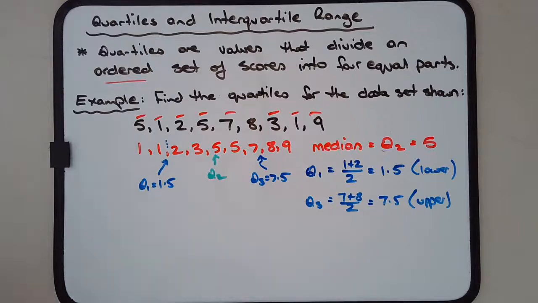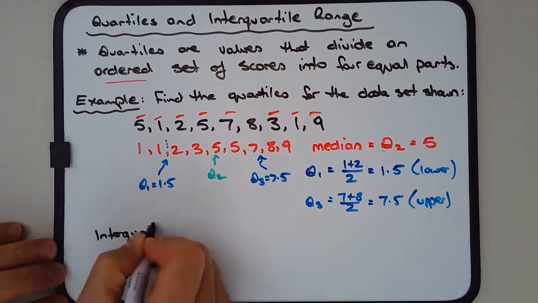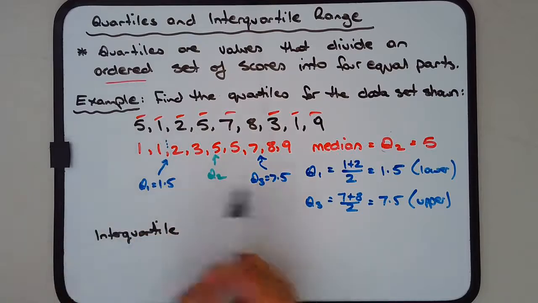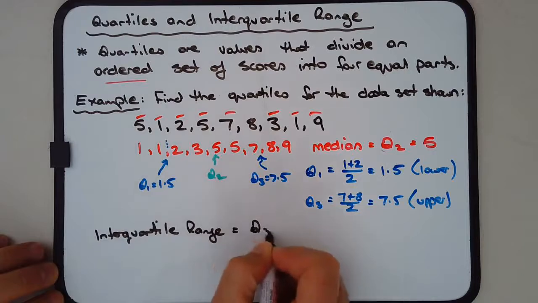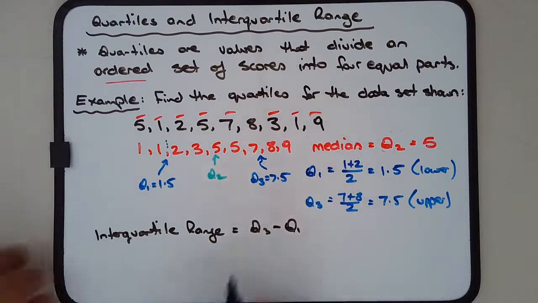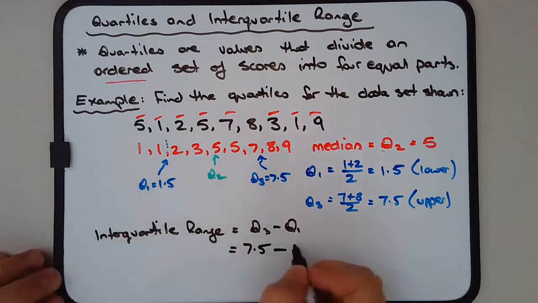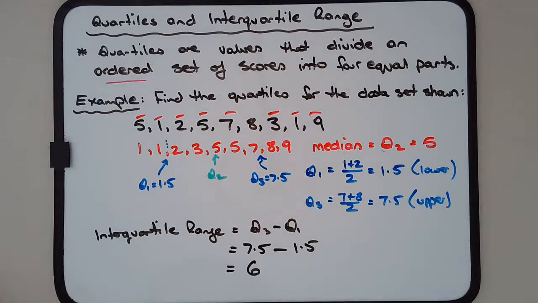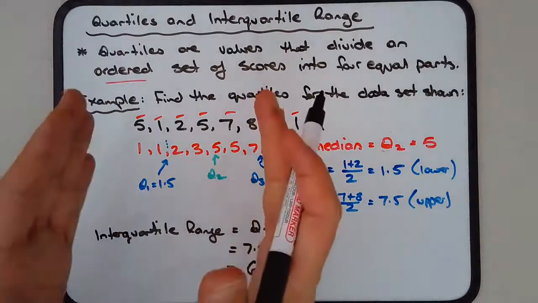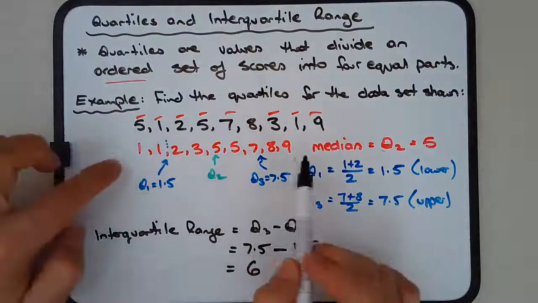Now, one other thing as well is we need to work out the interquartile range. The interquartile range is the difference between Q3 and Q1. So that's equal to Q3 minus Q1. Q3 is 7.5, Q1 is 1.5, 7.5 minus 1.5, and the value is 6. And that gives us a way of determining the spread of scores, or the dispersion of scores, without including the endpoints.